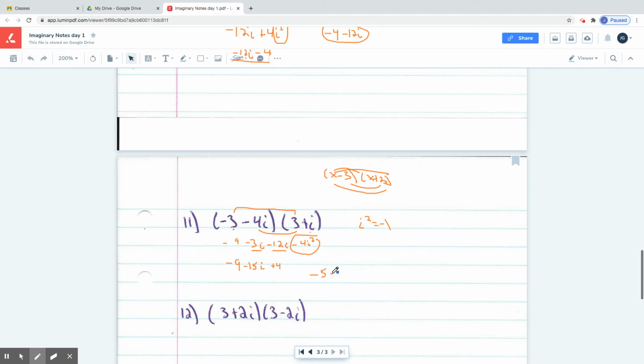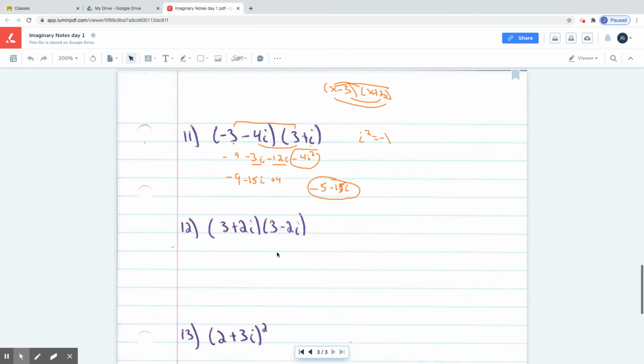And notice I put the real part first. I get negative 5 minus 15i, and that's my answer. That's a 15, I know you can't tell. I apologize. All right. Now, I would like you to try number 12, and then see what you get for an answer. And then something is very important about this one.